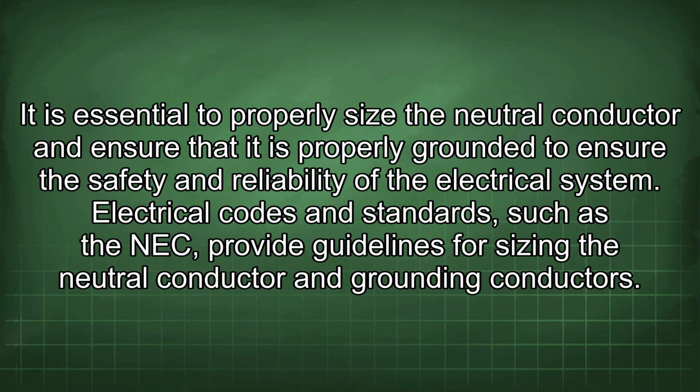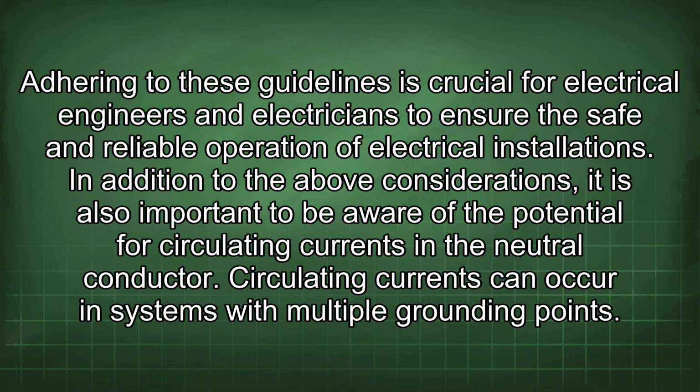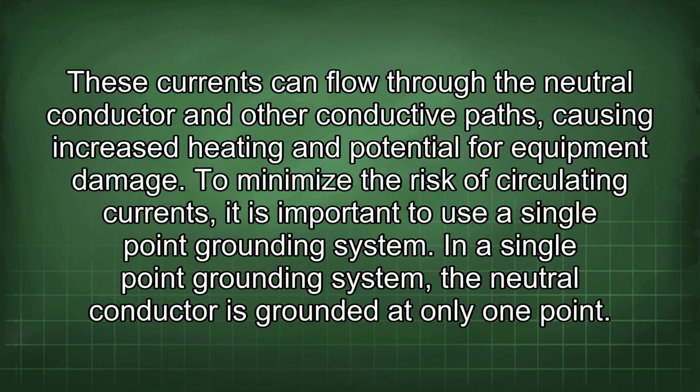Electrical codes and standards, such as the NEC, provide guidelines for sizing the neutral conductor and grounding conductors. Adhering to these guidelines is crucial for electrical engineers and electricians to ensure the safe and reliable operation of electrical installations. In addition to the above considerations, it is also important to be aware of the potential for circulating currents in the neutral conductor. Circulating currents can occur in systems with multiple grounding points. These currents can flow through the neutral conductor and other conductive paths, causing increased heating and potential for equipment damage.